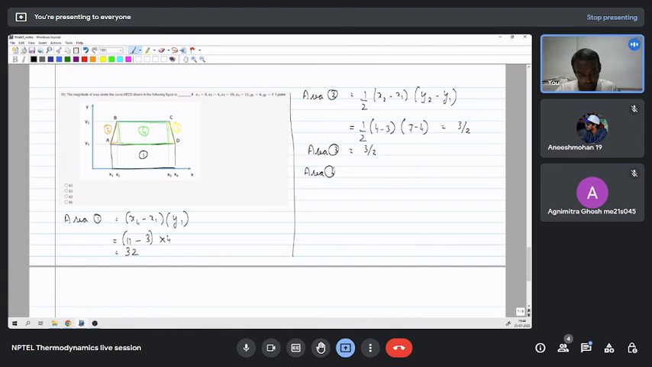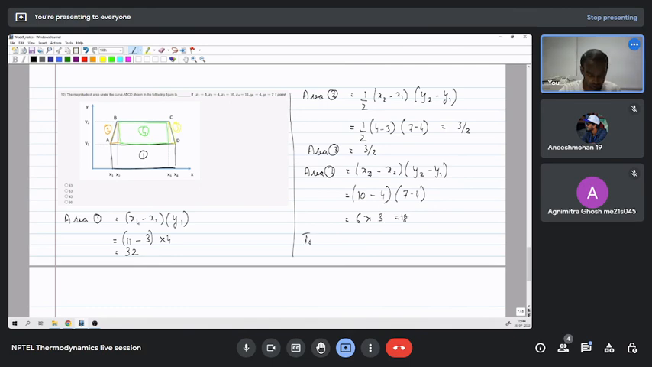For area 4, we have x3 minus x2 into y2 minus y1. So we have x3 as 10, x2 is 4, y2 is 7 minus 4. So we have 6 into 3, which is 18.